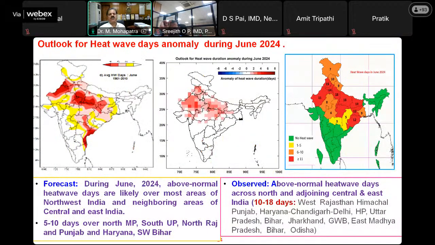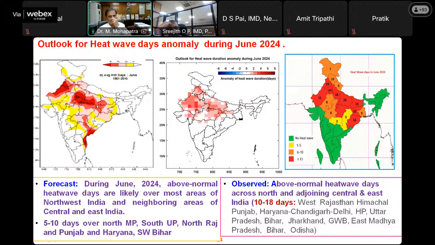Now let us look at the heat wave conditions. What happened actually on the left-hand side diagram? This is the normal. Normally, how many days of heat wave do we encounter? That is shown here for June based on data of 1961 to 2010. It shows that yes, in the month of June you get heat wave conditions over northern parts of the country and also eastern parts of the country.